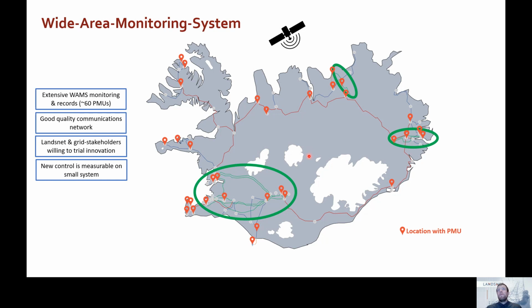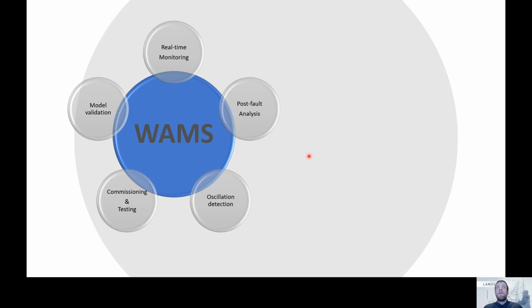And again, we started using it as a wide area monitoring system with all its benefits. So we started with the control room. We have real-time monitoring in the control room to look at generators, load consumers, loads, voltage profiles, and so on. And also very beneficial, of course, as many of you know, in post-fault analysis. It helps a lot on top of any other fault recording and so on.